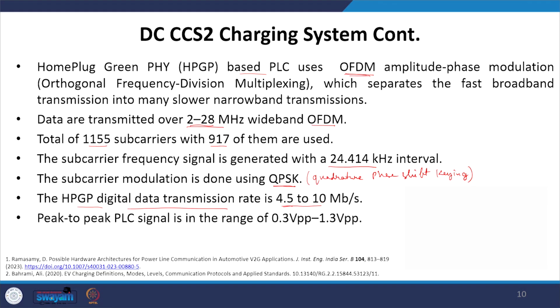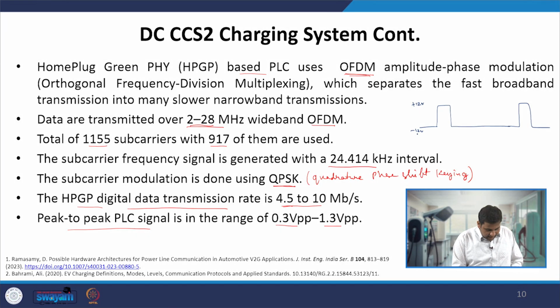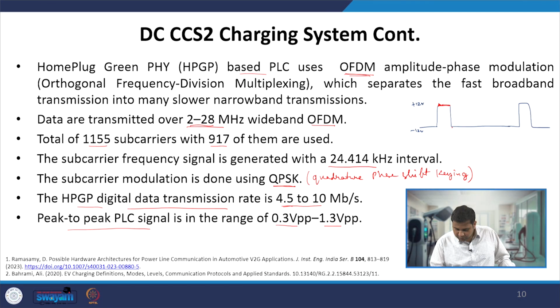That means in 1 second a maximum of 10 MB data can be shared. Then one important thing is, the peak to peak PLC signal is in the range between 0.3 volt to 1.3 volt. That means, if we see our PWM pulse, our PWM pulse will be going between 12 volt to minus 12 volt, and over this the high frequency modulated signals are superimposed. So a lot of high frequency signals are being superimposed using the PLC modem.